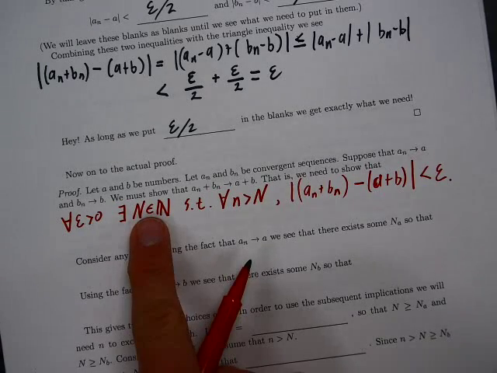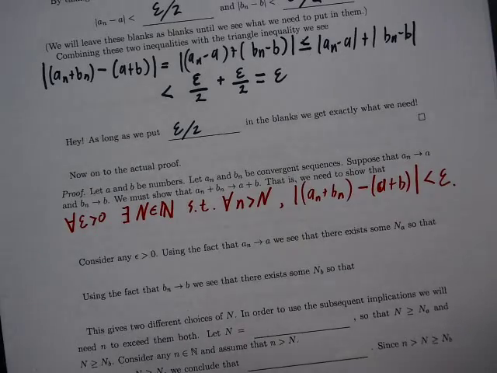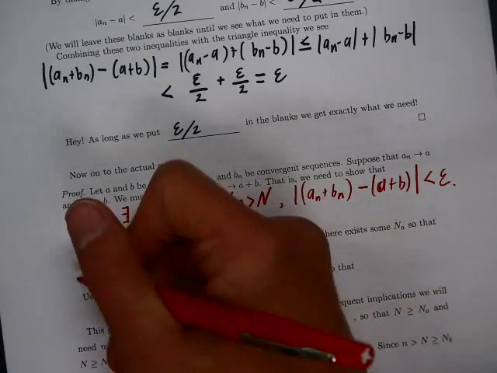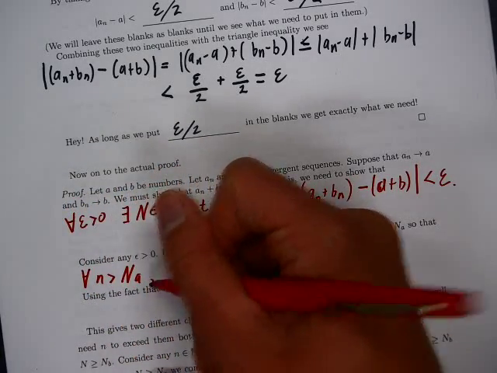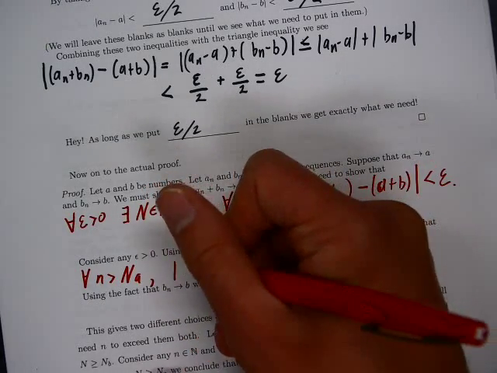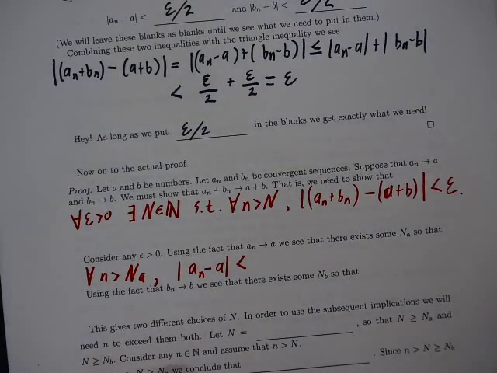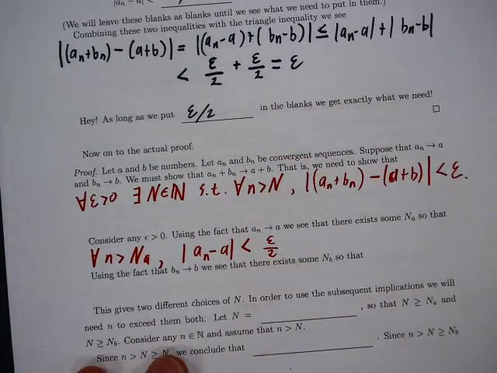Now we need to cook up a choice of big N. And we know very few things. We know, well, 2 things. We know a sub n converges to a and b sub n converges to b. Both of those give us some big N's to choose. Since a sub n converges to a, there exists some N sub a, so that for little n bigger than big N sub a, the absolute value of a sub n minus a is less than any number we want. And in particular, we already know what number we want. We want that number to be less than epsilon over 2.